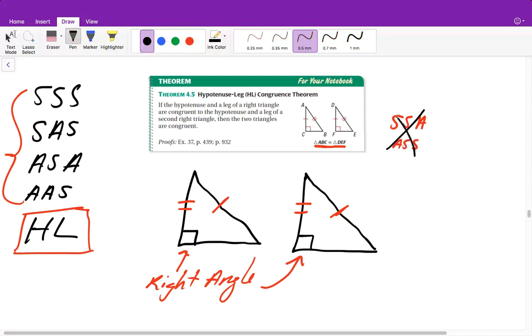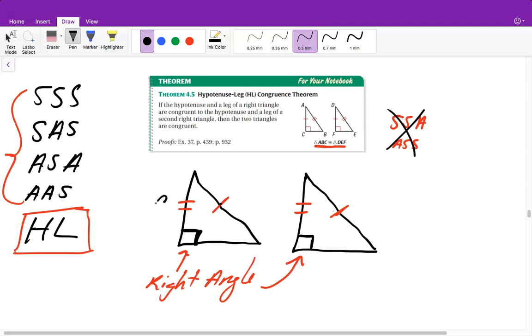We cannot say that this one is SSA or ASS. This one does not work. It only works when it is a right angle and when it's hypotenuse leg. If it's not a right angle, then we cannot have sides that are congruent with an angle outside of it. It only works when it's a hypotenuse, so that means it's a right angle, and then this hypotenuse is congruent and the leg is congruent.